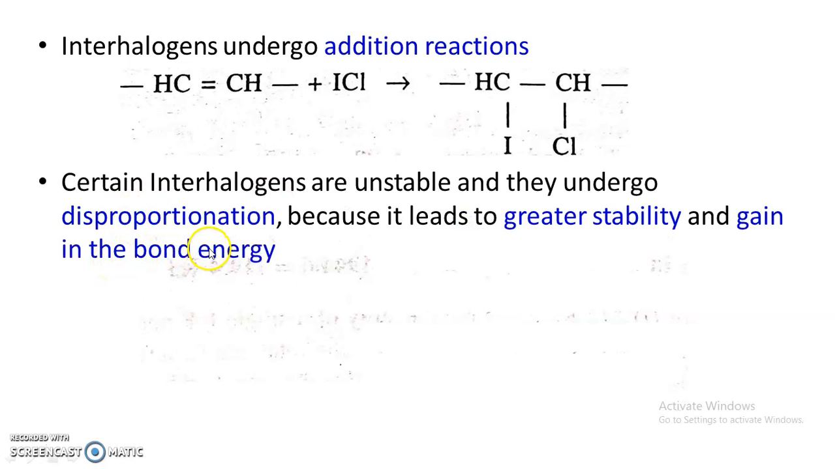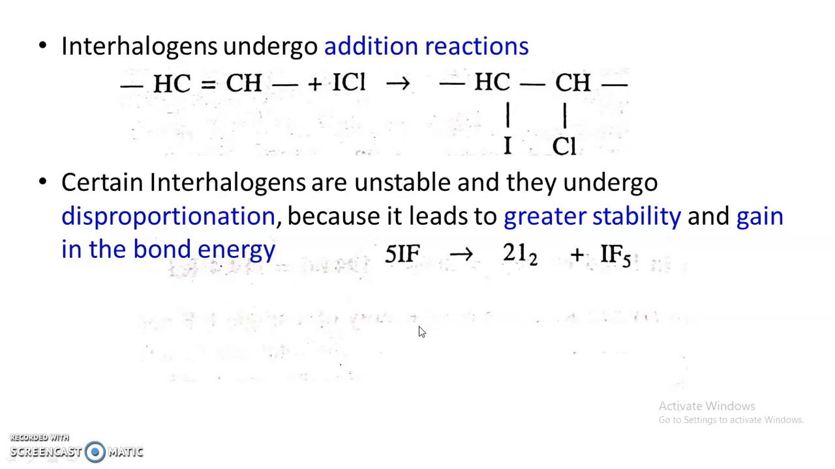Certain interhalogen compounds are unstable and they undergo disproportionation. During disproportionation, oxidation and reduction occur simultaneously. So unstable interhalogen compounds undergo disproportionation. This is because during disproportionation, the stability increases and there is a gain in bond enthalpy or bond energy.